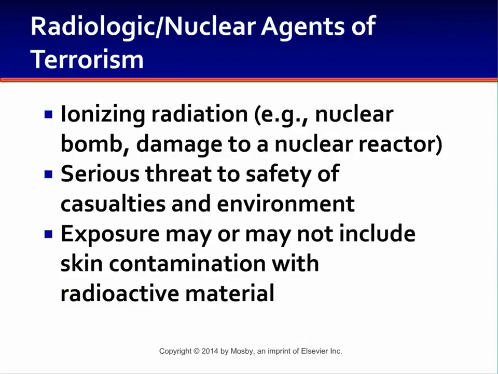Ionizing radiation, like a nuclear bomb or damage to a nuclear reactor, is a serious threat to the safety of casualties in the environment. Exposure may or may not include skin contamination with radioactive material. Initiate decontamination procedures immediately if external radioactive contaminants are present. Acute radiation syndrome develops after a substantial exposure to ionizing radiation and follows a predictable pattern.